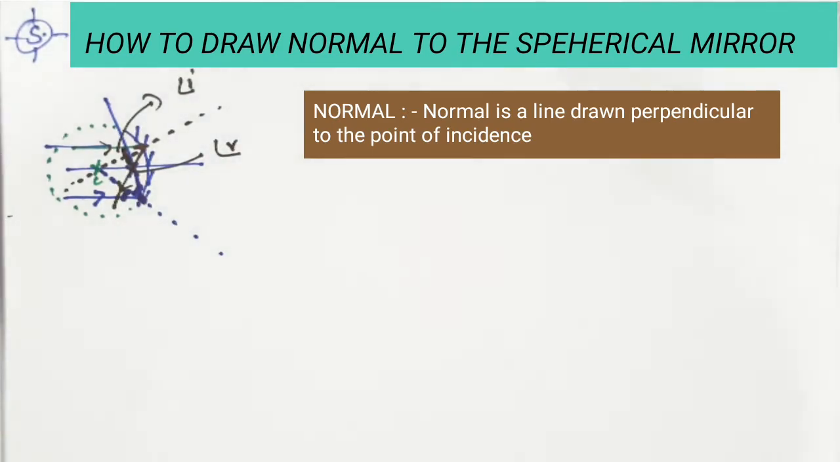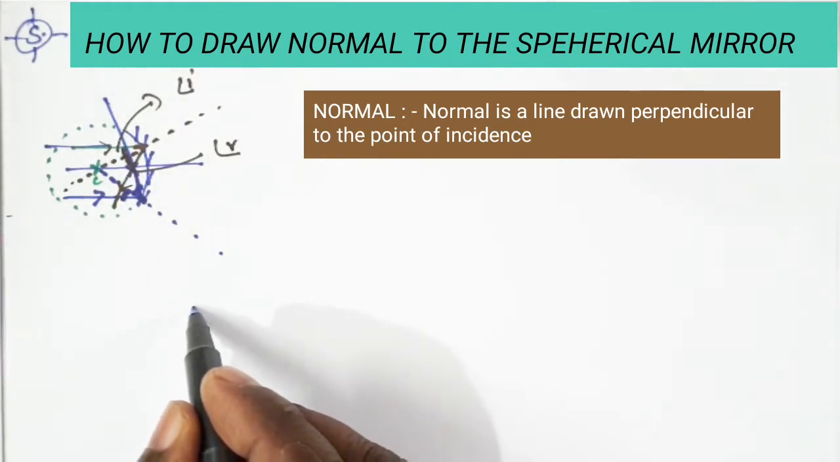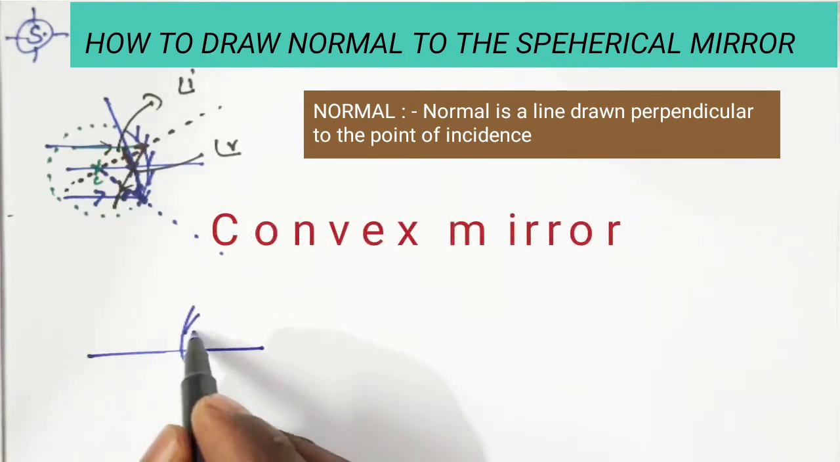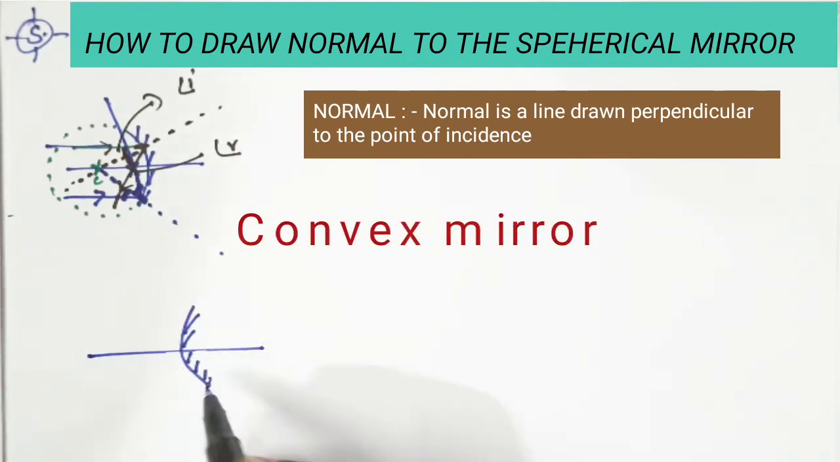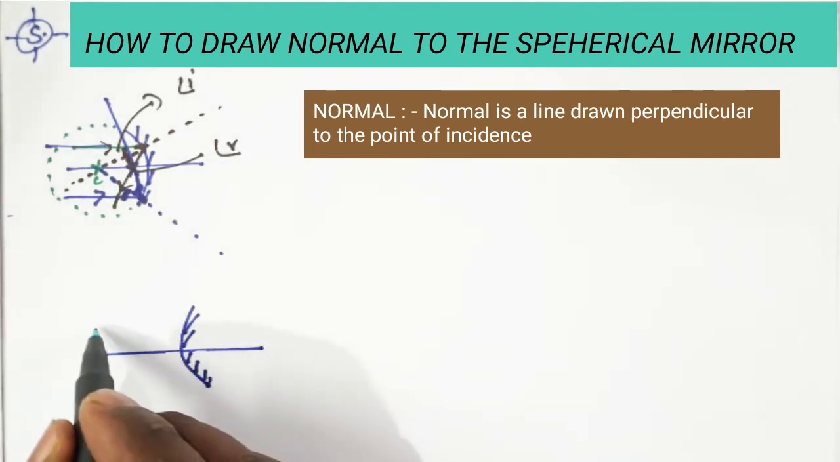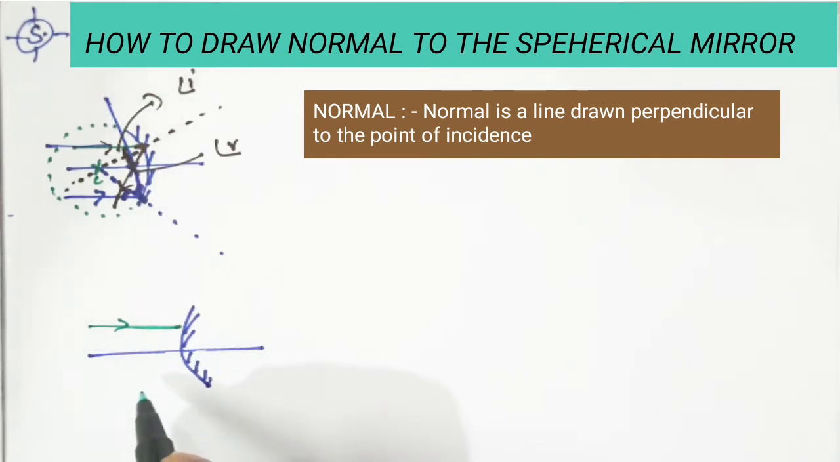Next, we'll go through the convex mirror. Let me draw here. For this, the outer portion wants to be silvered. Here I am taking a ray which is parallel to the principal axis. We know very well what this is. It is a convex lens, convex mirror. Sorry, it is a convex mirror.